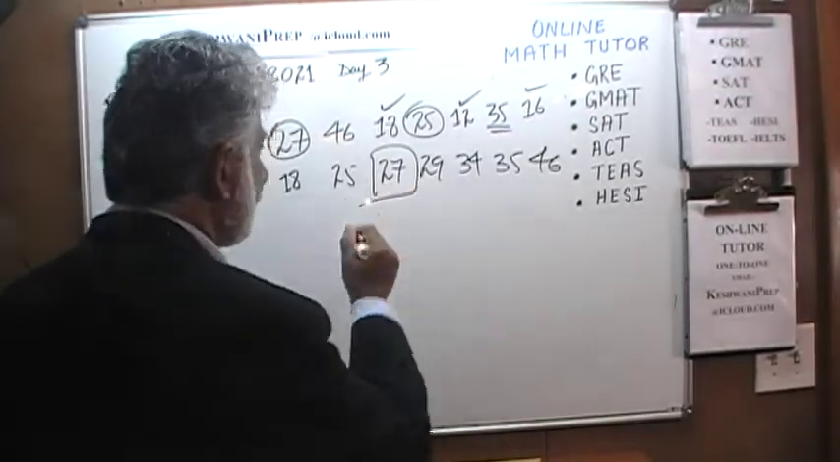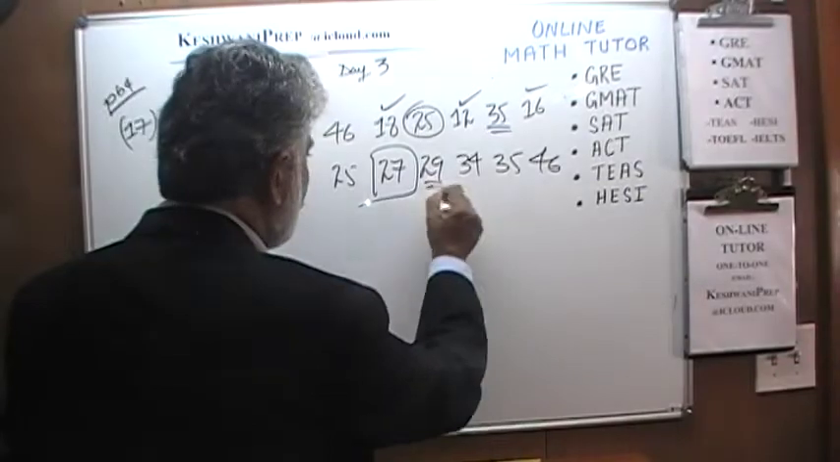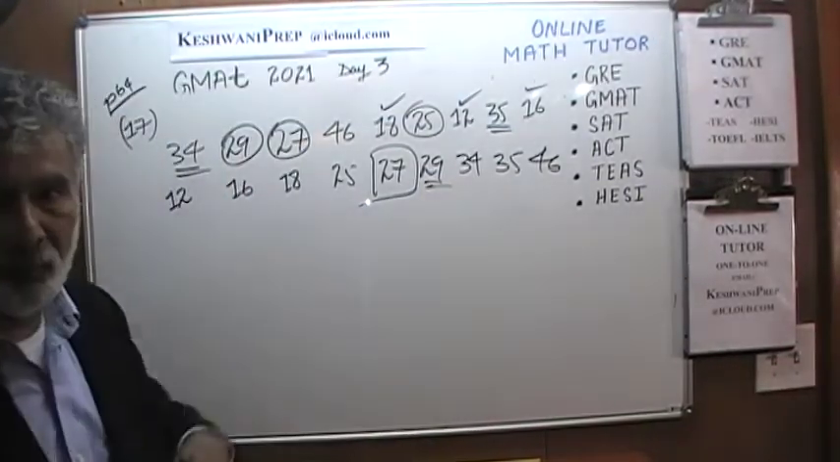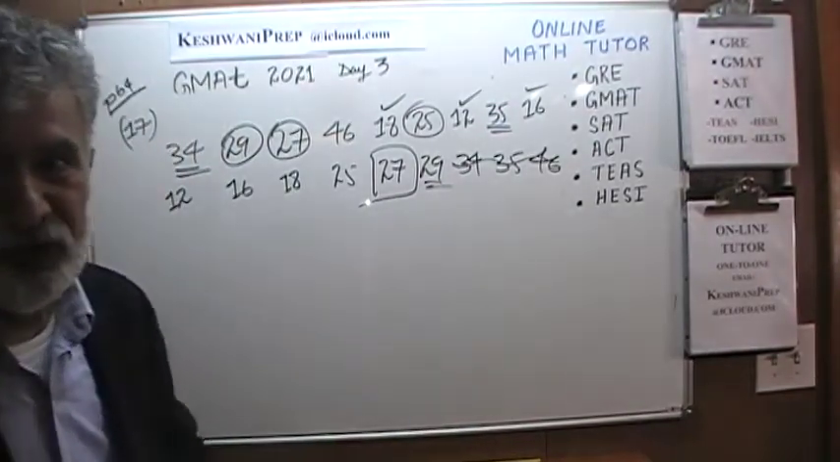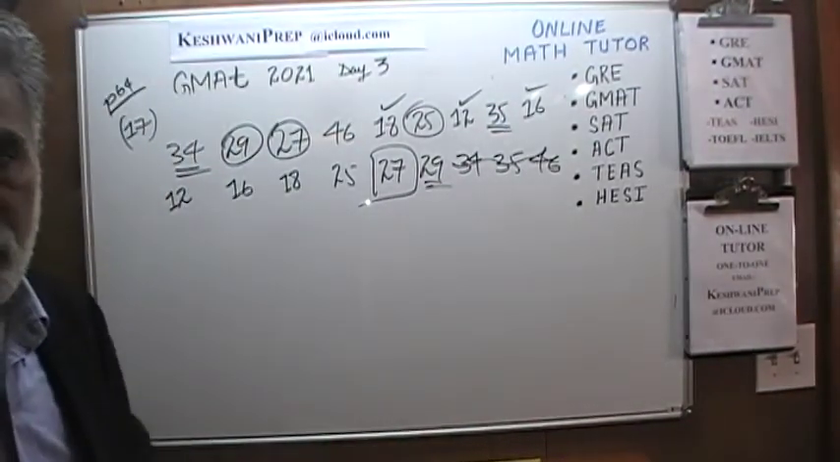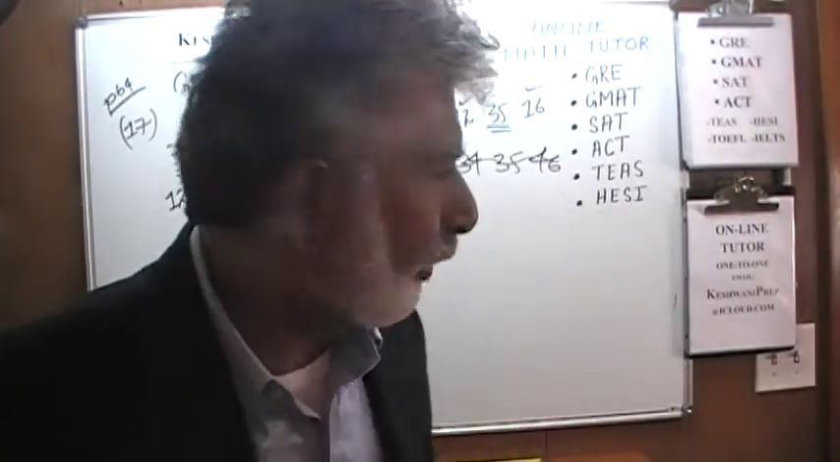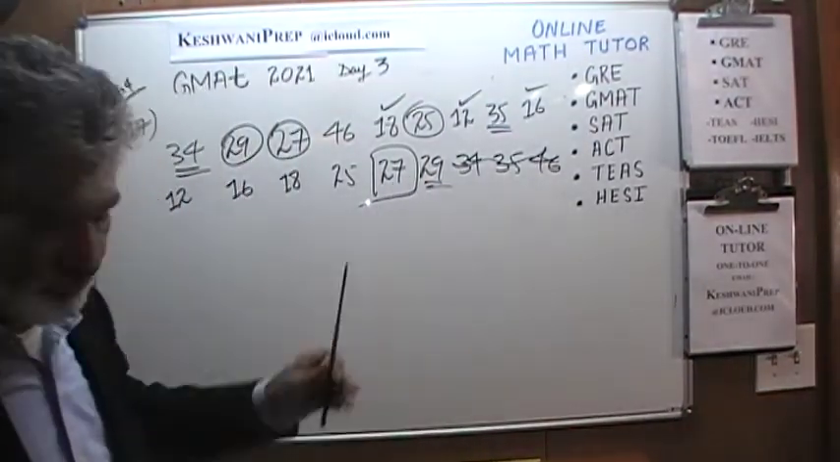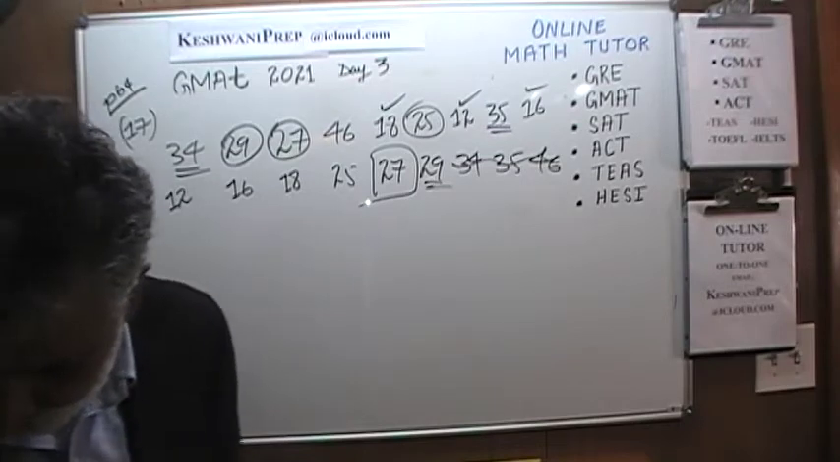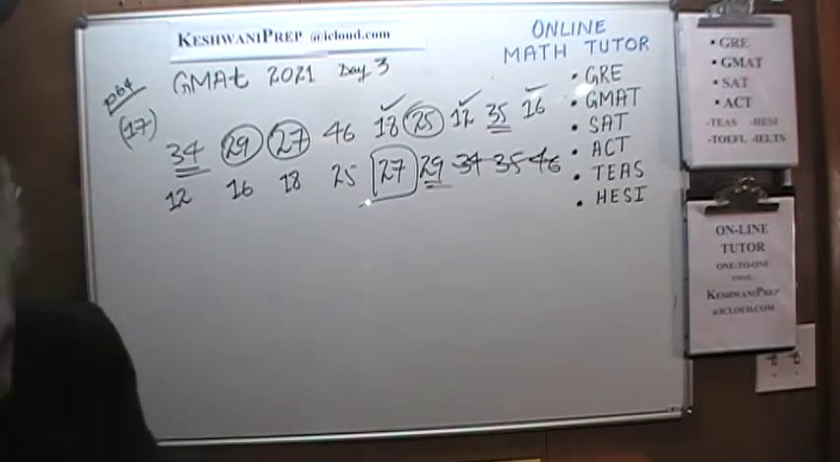Once we arrived at this 27, I probably would have written down 29 after that, but the rest is not important. We did not really need to figure out the order of these three numbers. It doesn't matter what those numbers are, as long as you know that they are more than 27. That's it. The median is 27.